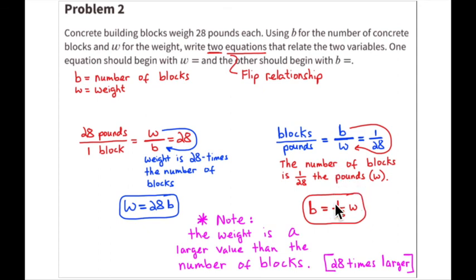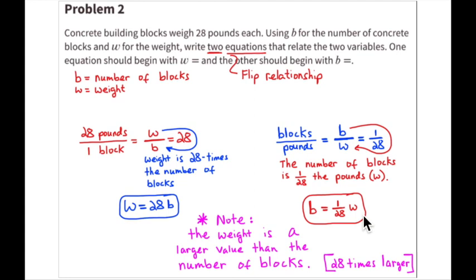So how many blocks is it for 1 pound? Well, 1 block weighs 28 pounds. So take that 1 block and imagine, oh man, I can only use 1 pound of this 28 pounds. Well, you have to chop that up into 28 small pieces. So that means that 1 pound is 1/28 of a block. So the number of blocks is equal to 1/28 the number of pounds.